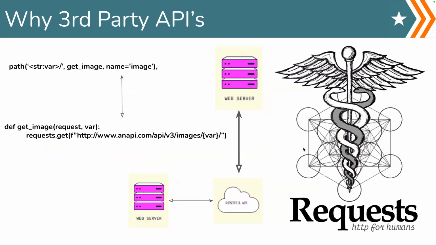All right, so why third-party APIs? Here we can see an example again of the server where, as the request comes in, we might receive something like, hey, this is the image that I want you to generate, right? And it's going to be sent to our Django server. This path should look pretty familiar as far as what we've seen in Django syntax.